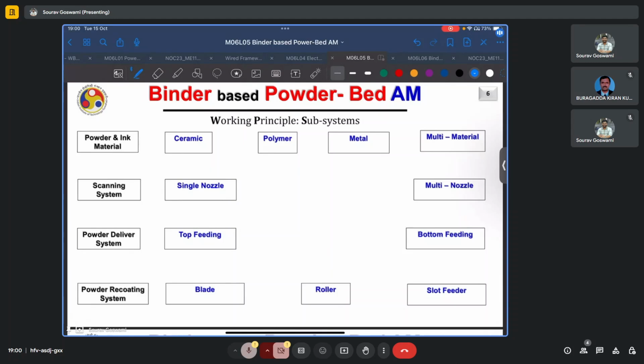And whether it is a single nozzle or a multi-nozzle, it can in turn have either a continuous delivery system where the drops are falling continuously, or it can have a drop on demand system where the drops are dispensed selectively.